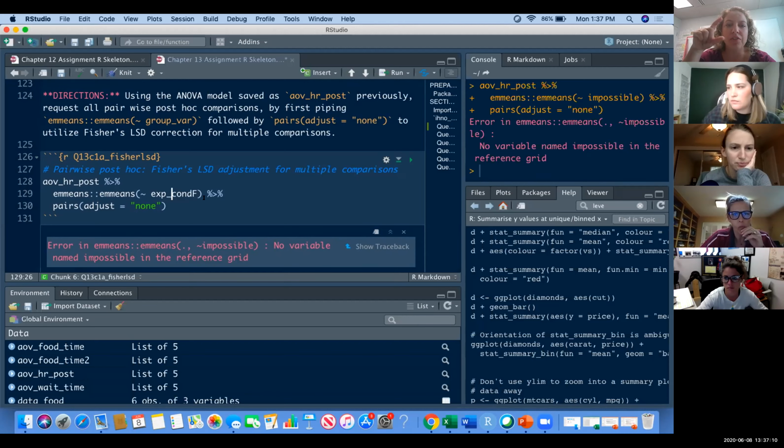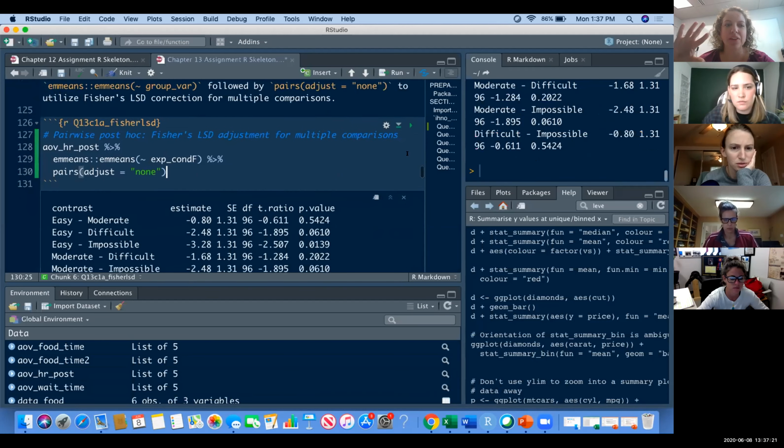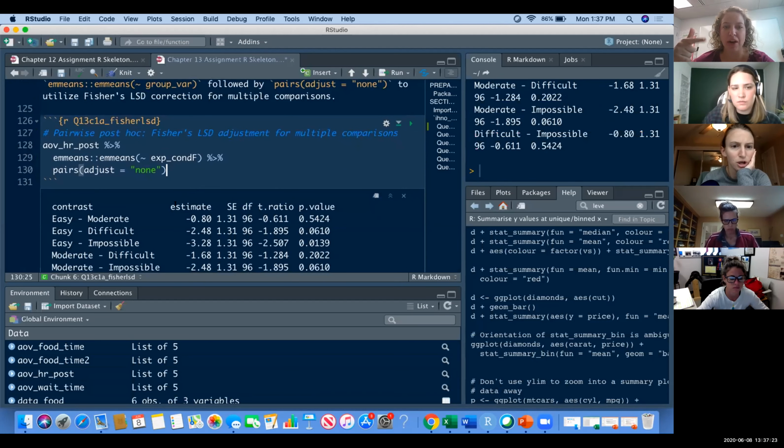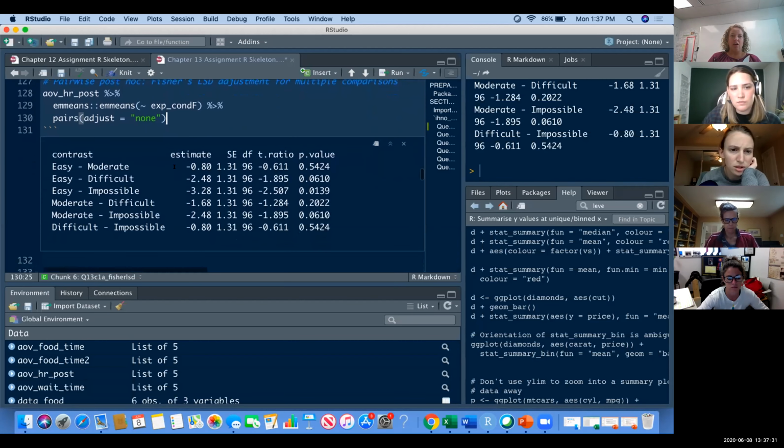Now if you run those two lines, but not the pipe at the end of the second line, yes, the whole thing. That gives you all the pairwise tests. We don't just run pairwise on this one. Yes, that's Fisher's LSD looking at all pairwise.